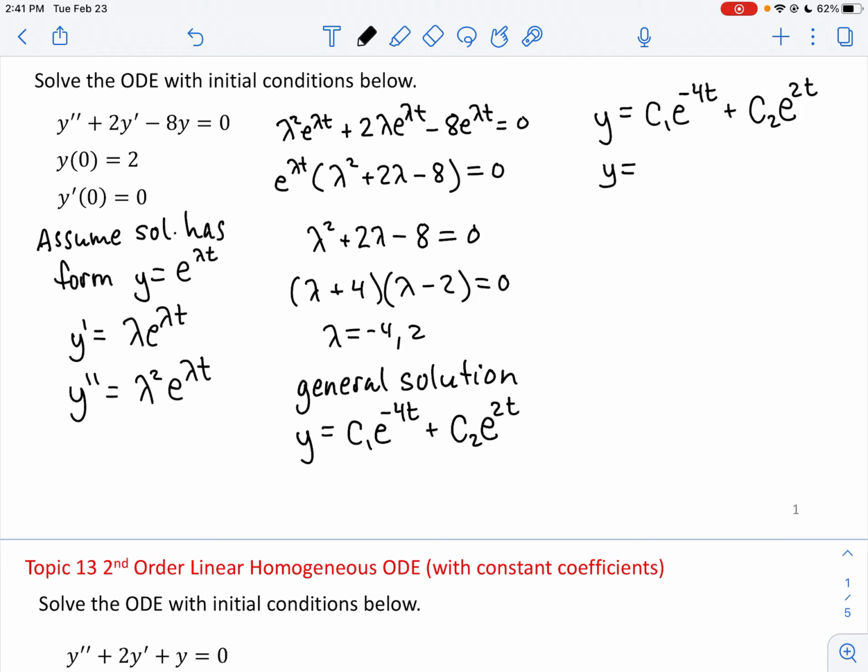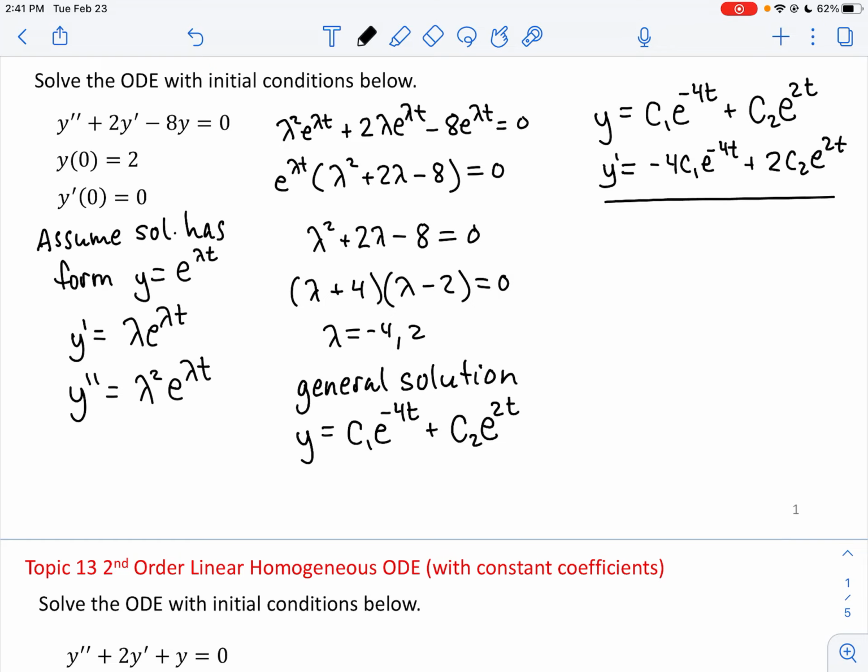Now the first derivative, chain rule, would be negative 4c1, and don't absorb this and create a new c, because then you'll have a c3. We want to keep it in terms of c1, so say negative 4 times c1, e to the negative 4t, plus 2c2 e to the 2t. Then here's the first derivative, y prime.